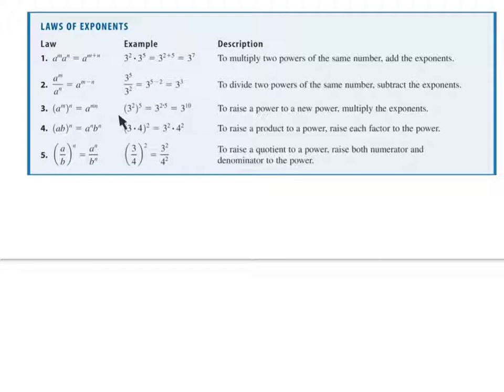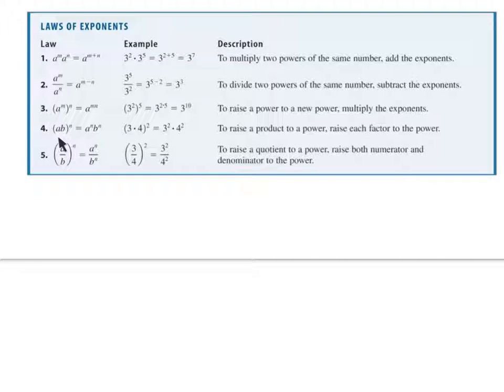Try not to confuse law 3 with law 1. Law 1, we're multiplying two exponents with the same base. Law 3, we're taking an exponent to another exponent, and here is where you would multiply the exponents. So a to the m to the nth power is a to the m times n, or we can say 3 squared to the 5th is 3 to the 2 times 5, which is 3 to the 10. Think of what we're doing here. We're multiplying 3 squared 5 times, right? So you're going to add that 2 5 times when you multiply these. So that's why you get the 10, 2 times 5.